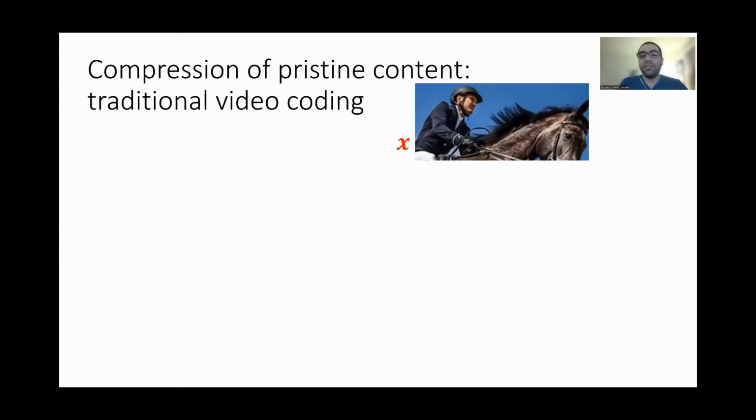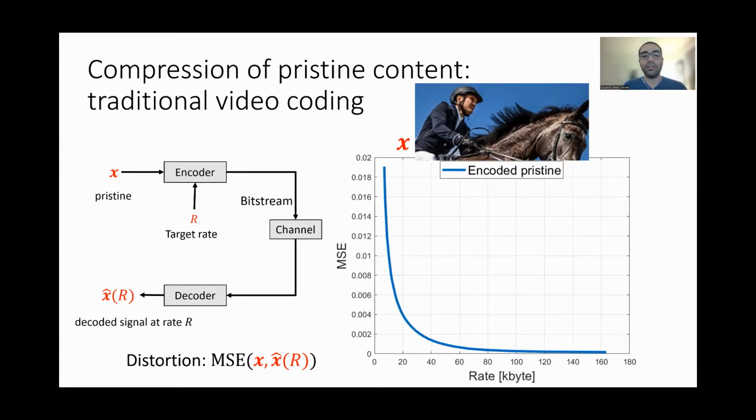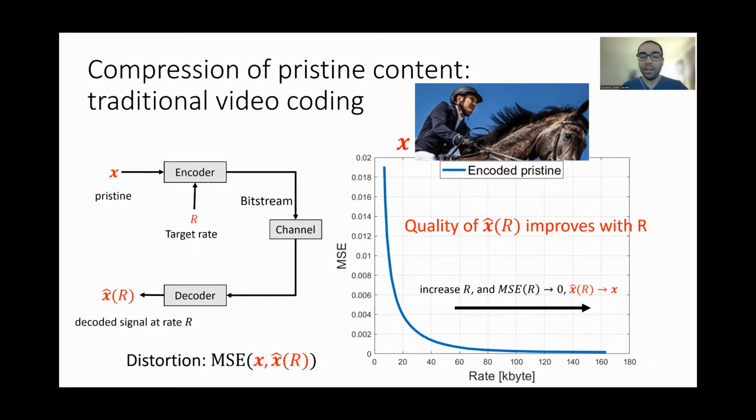Now, if we were going to compress a pristine input with a traditional video coding system, we would, let's say, have a target rate R. The encoder will optimize its parameters, and then at the decoder, we get a reconstructed signal X hat. We can measure the quality using mean square error between X and X hat. And if we plot this as a function of the rate, we have this decreasing curve. As we increase the rate, the mean square error goes to 0, and X hat converges to X. And we know that because the input is pristine, as we improve the rate, the quality also improves.